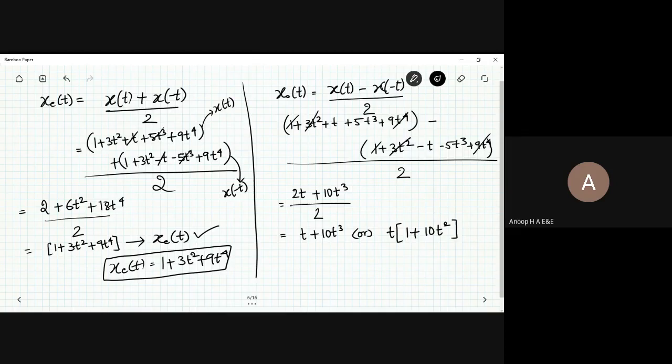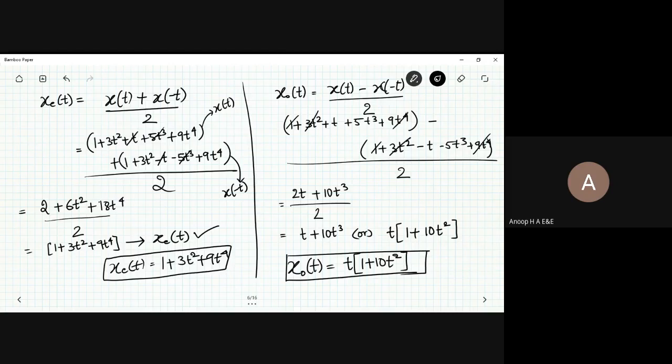This is how you can represent it in terms of the odd component, that is t times 1 plus 10t squared. This is how you can find the odd component of the signal. x odd of t you can find easily.